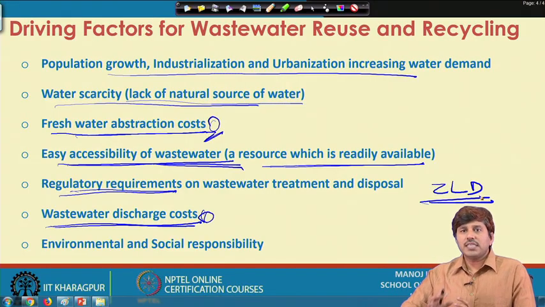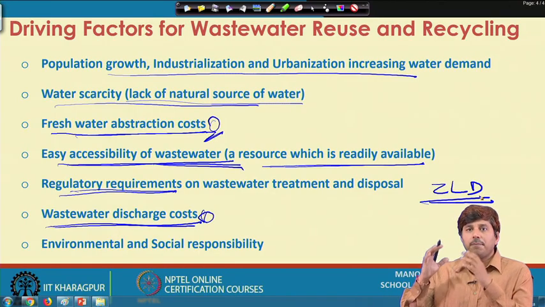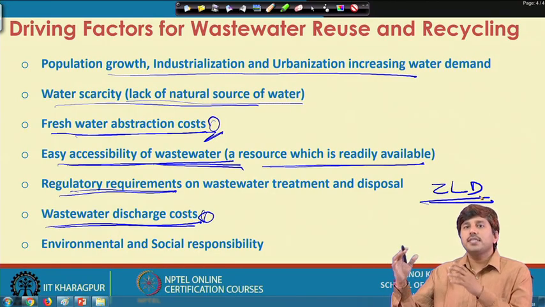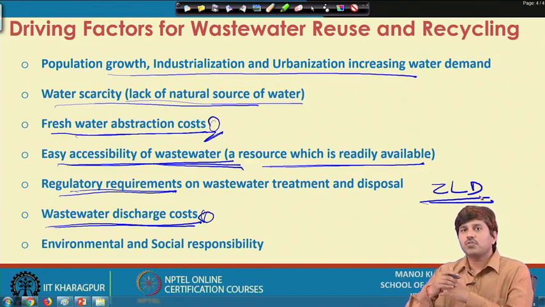So, those regulatory requirements are another motivation, with enforcement from the regulatory bodies compelling industries to go for the treatment and recycling of the wastewater being produced from the industries.